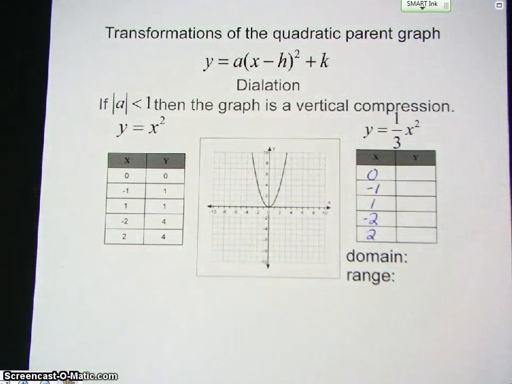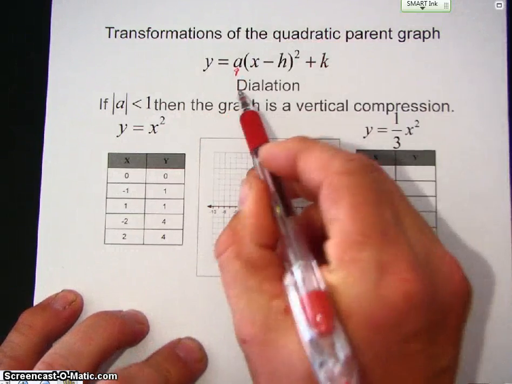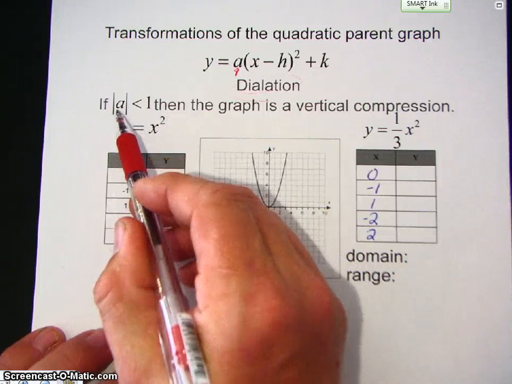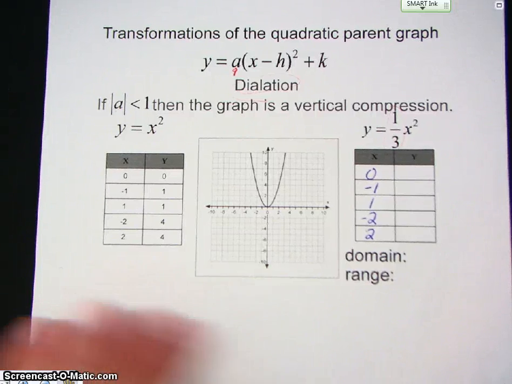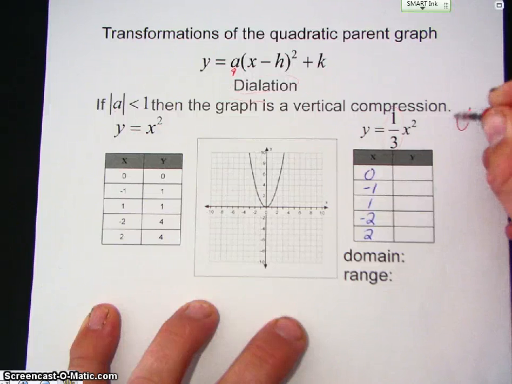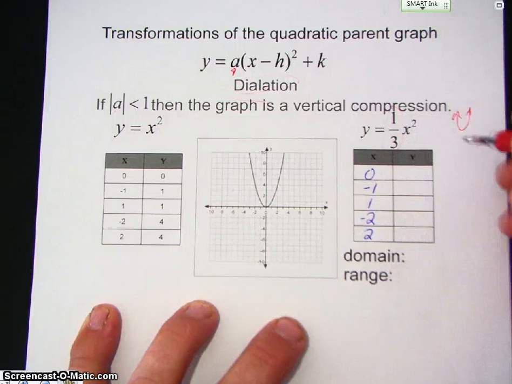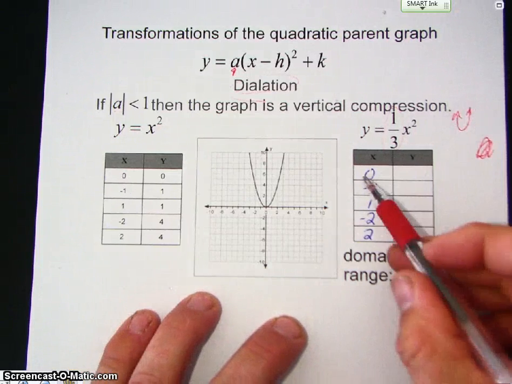All right, so the last part of the transformations for A is the dilation. What happens if A is less than 1? We're going to look at it if it's 1/3. That's less than 1. You notice A is still positive, so it's still going to open up. If this was negative 1/3, it would open down. But it's positive, so it still opens up. So we're going to plug these values in.